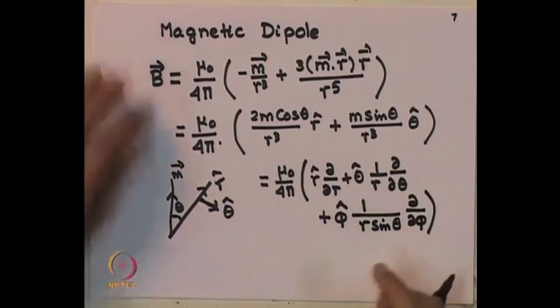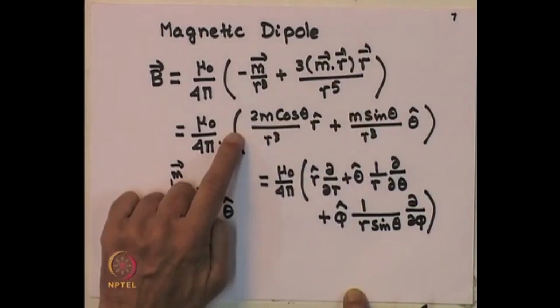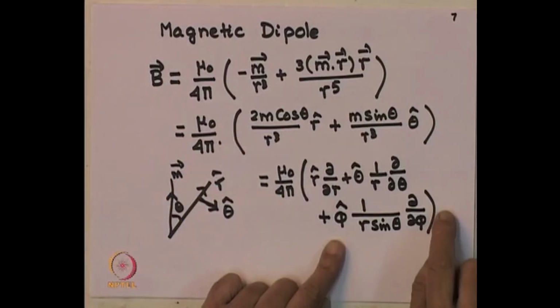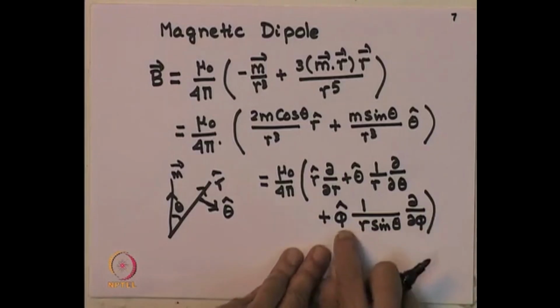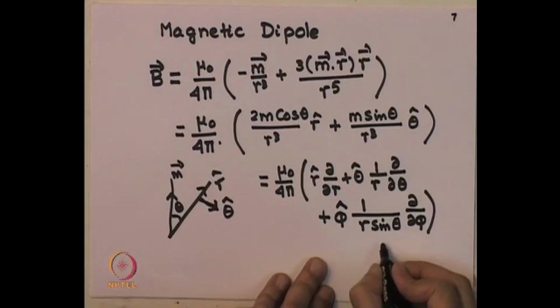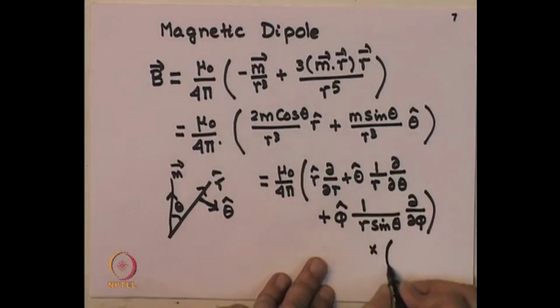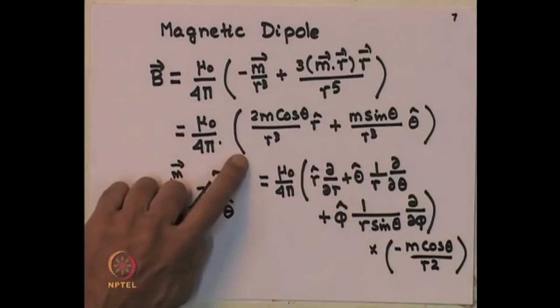Now, notice, since my magnetic field does not have any phi dependence, it tells me that I could choose the vector potential or a potential here to only depend upon theta and phi. So that this term will always give me 0, and it is fairly straightforward to see that if this quantity operates on minus m cos theta divided by r square, you get the expression which is in the previous step.